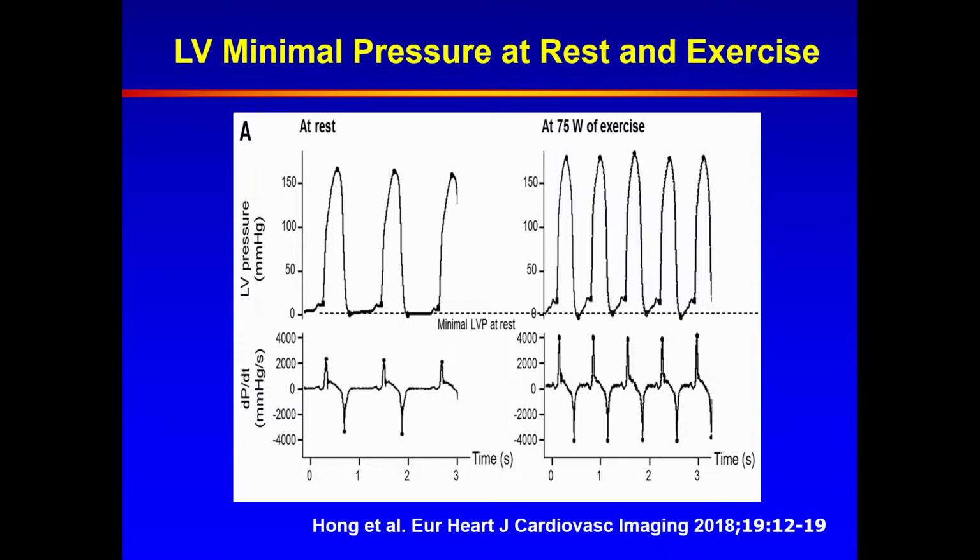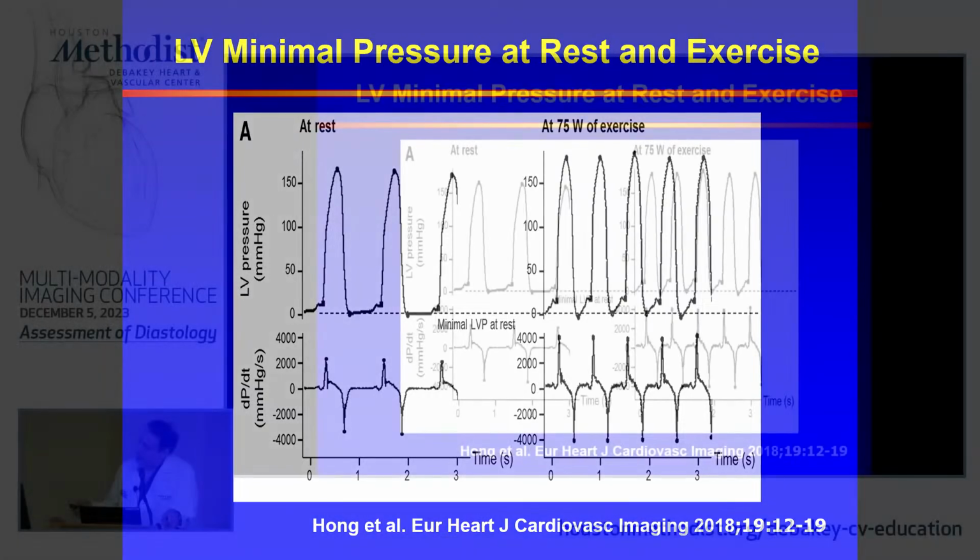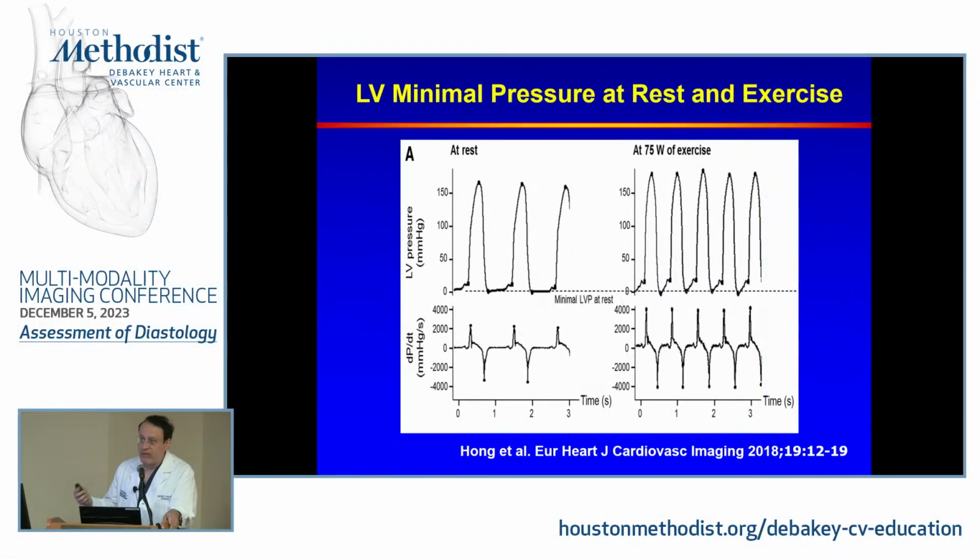This shows the first derivative of LV pressure, and this is the dP/dt that is positive. That's the negative one with exercise, and you can see that it has increased to more than 400 millimeters mercury per second. So that faster relaxation is what is allowing for the minimal pressure to drop and what is maintaining good LV filling despite that fast heart rate without an increment in the left atrial pressure.